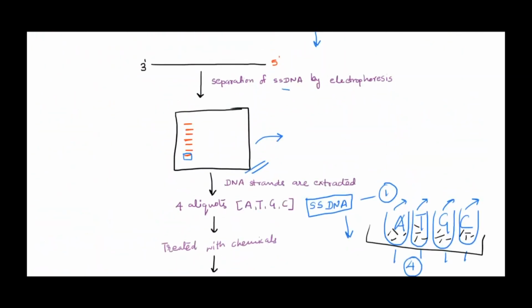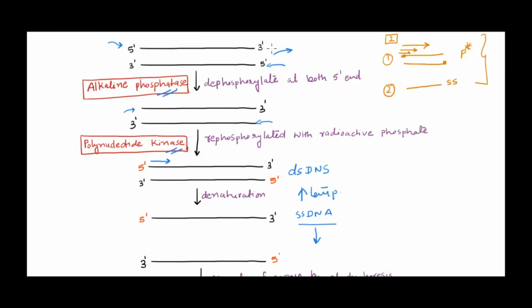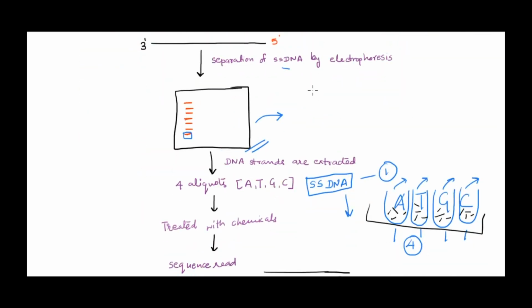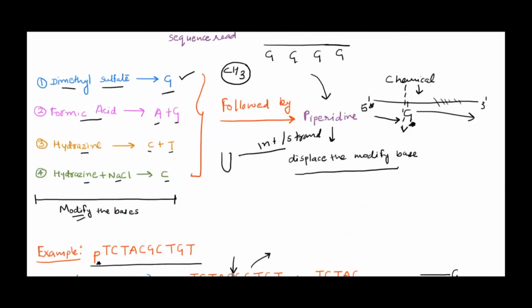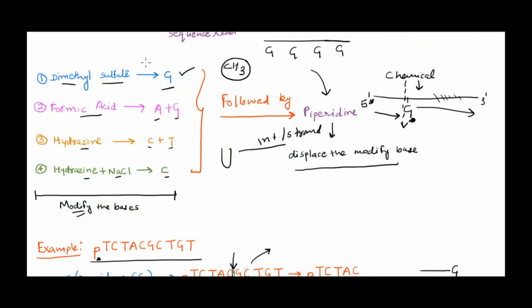So I hope this was easy to understand, right? Preparation of the DNA, where we labeled it, we separated it, denatured it into single-stranded form, and then we isolated those single-stranded DNA, and then we divided them into 4 aliquots because we need to treat them with 4 different chemicals which are specific for each base. And in chemicals there are again 2 steps. One is modifying the base and then removing or cleaving at that particular modified base. By doing so, the fragments that are produced, that fragment size would give us the relative position of that particular base.